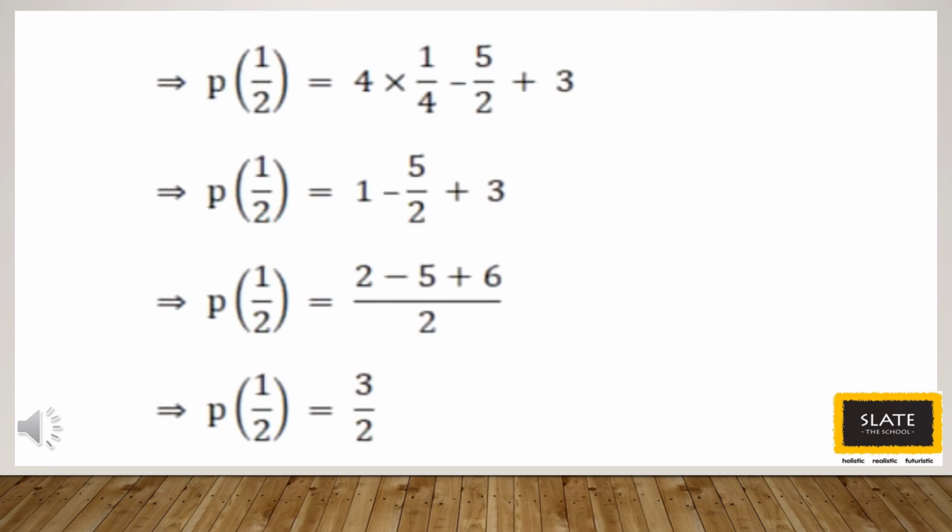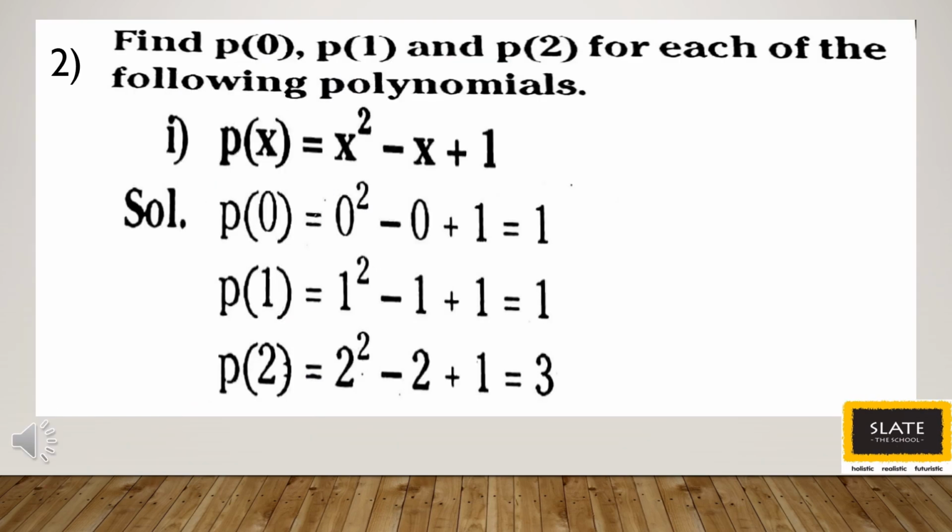Here the LCM is 2. Now the numerators become 2 minus 5 plus 6. 2 plus 6 is 8. 8 minus 5 is 3. Finally, we get 3 by 2. Therefore, p of 1 by 2 is equal to 3 by 2.